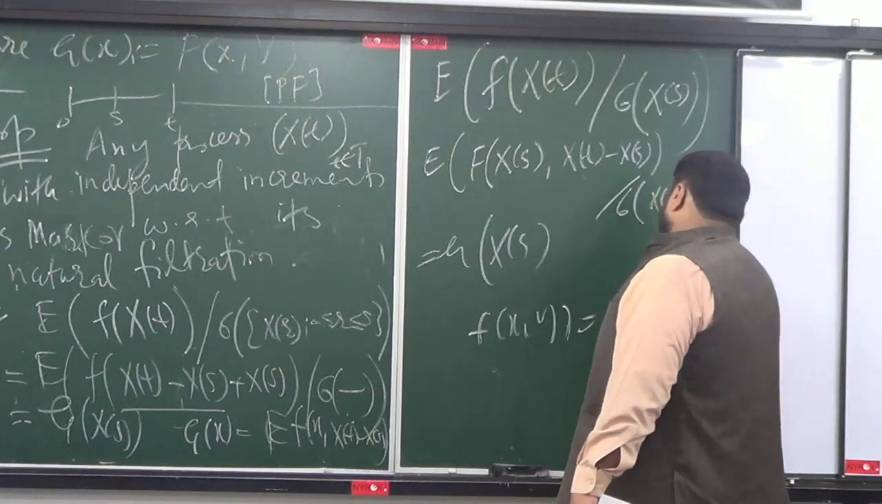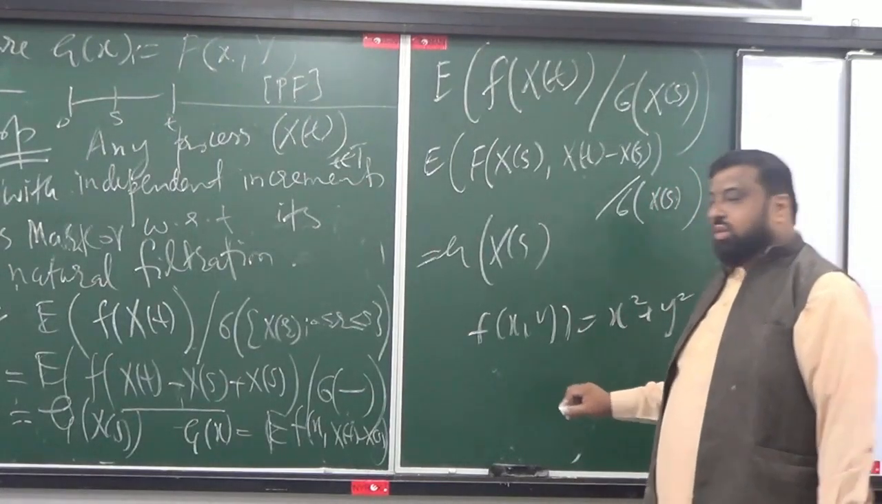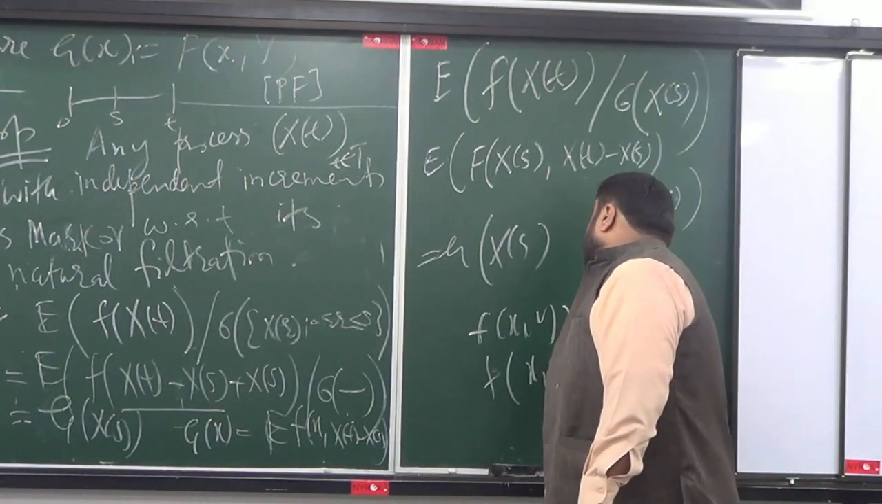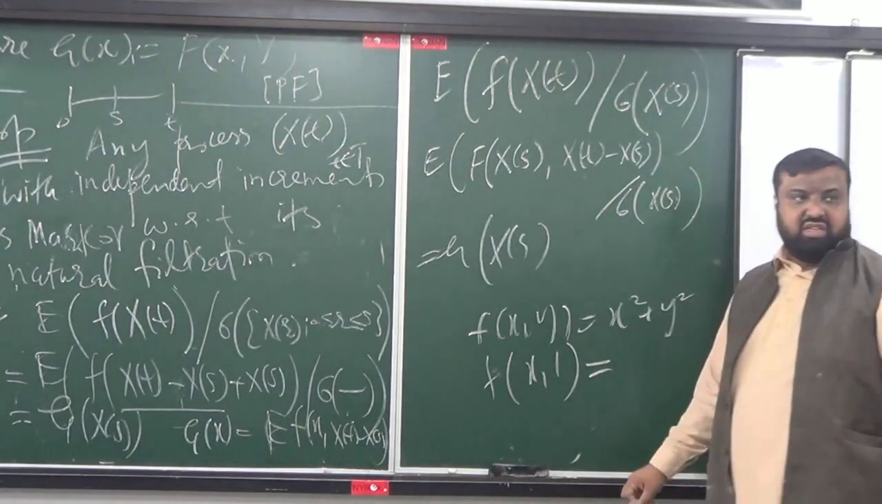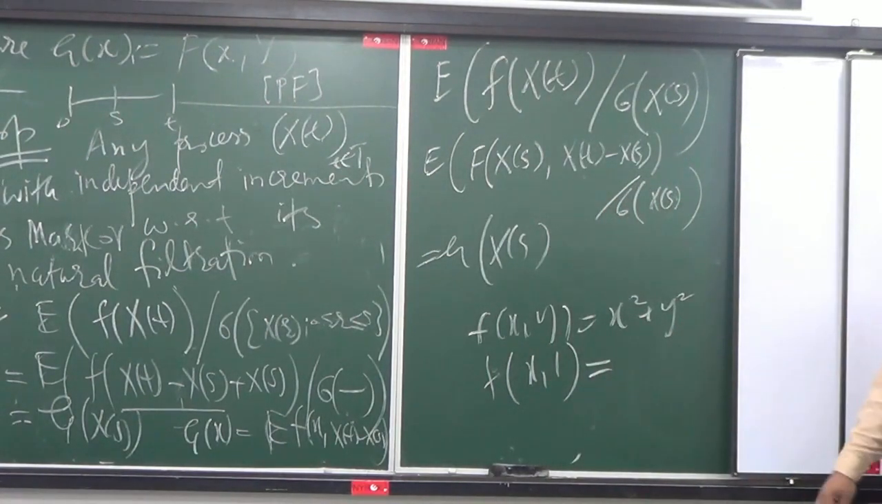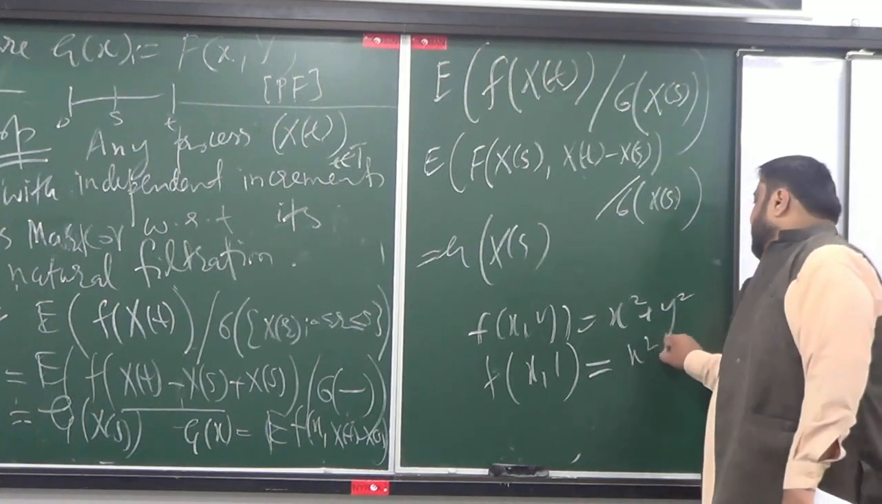x square plus y square. So I'm saying see this as f of x1 actually. Okay. So now this is the function of x. One is like fixed. Wouldn't it change the different values of x because it is in one? So this would be x square plus 1.